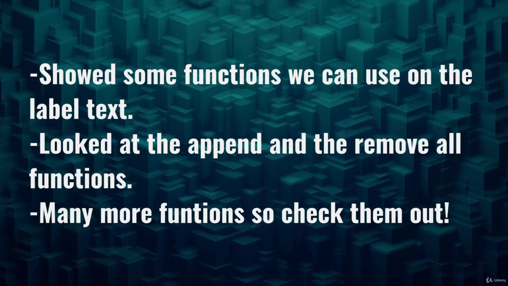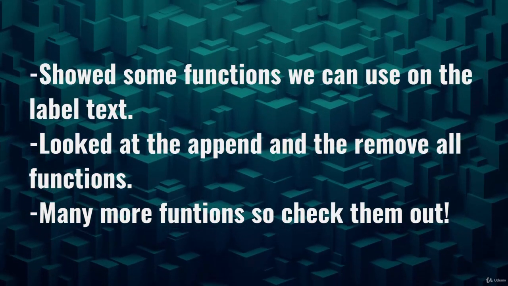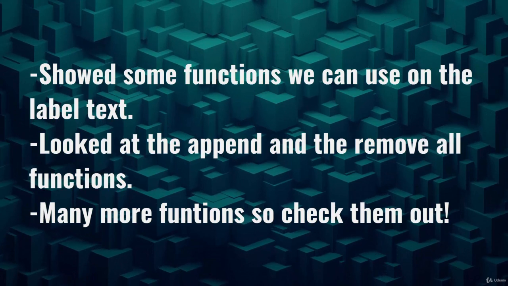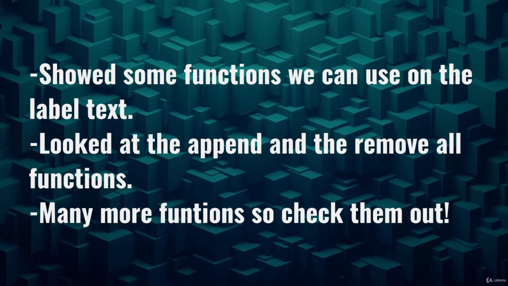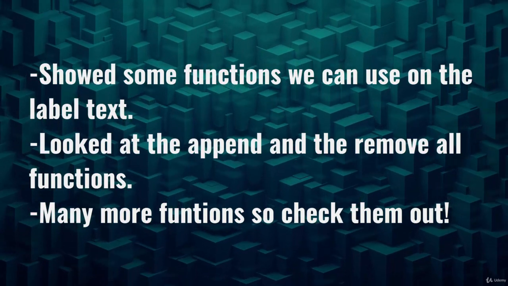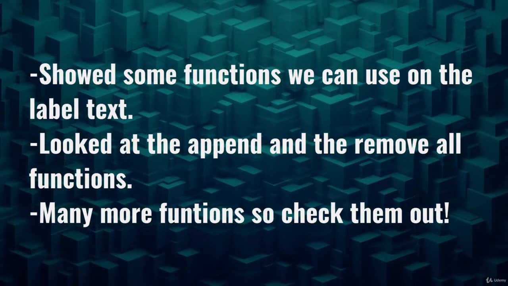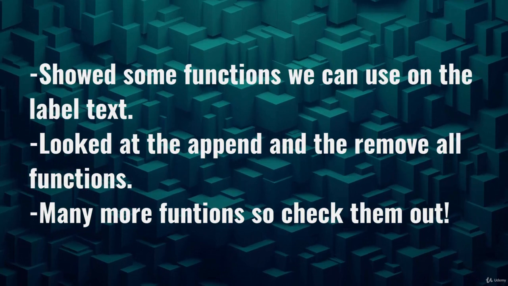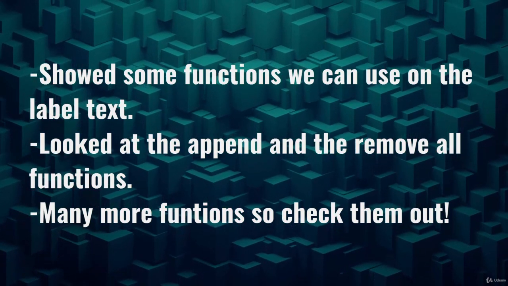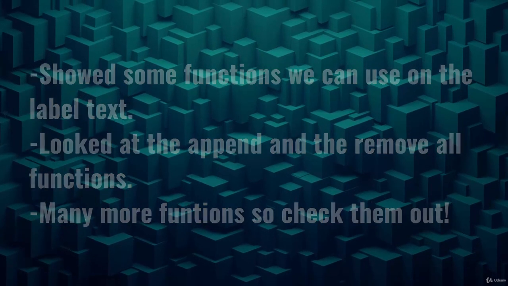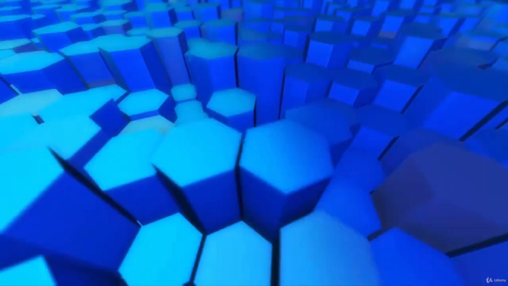So we saw that there were many more functions, so go ahead and check some of them out, play around with them a little bit, and in this next part we'll be talking about doing the other way around. We have some kind of text in the label already, and we're just going to pull that out and modify it within the code. Or rather, we're going to take it and store it in a variable to be modified.